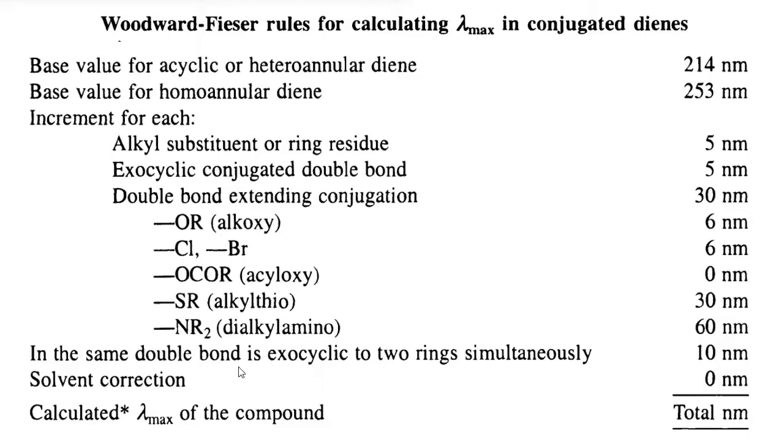Dialkyl amino group, 60 nanometer is to be added as increment. See, if the same double bond is exocyclic to 2 rings simultaneously, that we had discussed earlier in an example, that is 10 nanometer. Then solvent correction 0 nanometer. Thereby the total calculated lambda max will be the total of all these amounts. It is the way by which we can calculate lambda max according to the Woodward-Fieser rule, right?